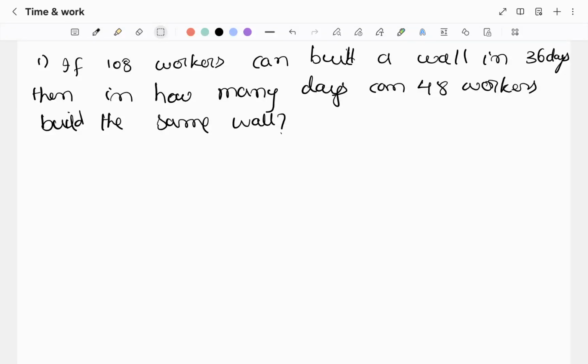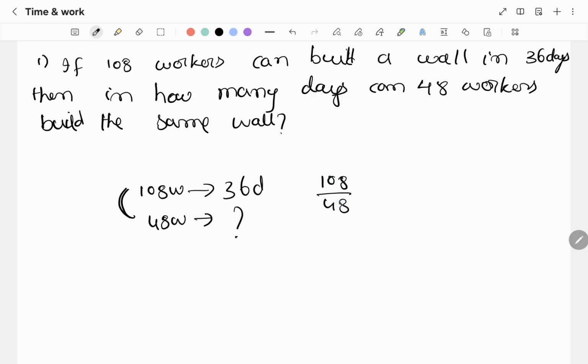If 108 workers can build a wall in 36 days, then in how many days can 48 workers build the same? When 108 workers were there, it takes 36 days for them to finish. When 48 workers are there, the workload on them will increase, meaning it requires more days. Out of these two, which is bigger? 108 is bigger than 48. Since we need more days, the bigger number should be in the numerator, into 36.